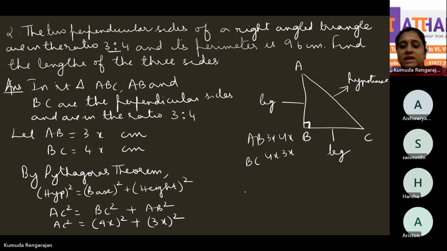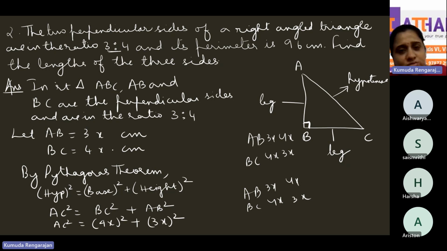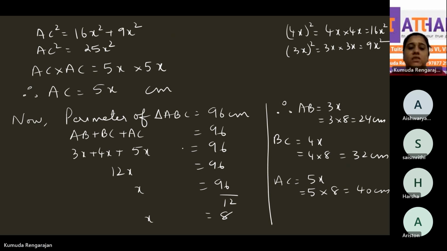You can see AB, BC. If this is 3x, this is 4x. Or if this is 4x, this is 3x. Once you assume the sides like that, use Pythagoras theorem and find the hypotenuse AC. What is AC? 5x centimeters. Now perimeter is given to be 96. The sum of the three sides is 96. 3x plus 4x plus 5x is 96. Solve and find the value of x and hence find the actual lengths of the three sides of the triangle.